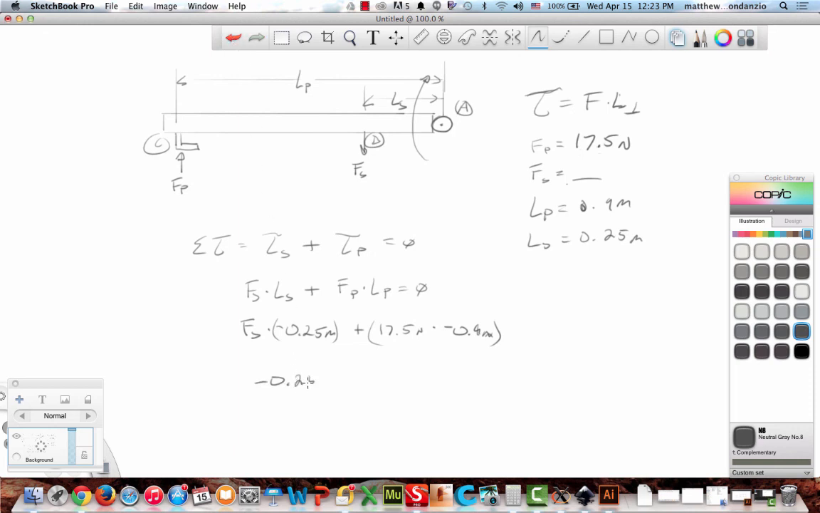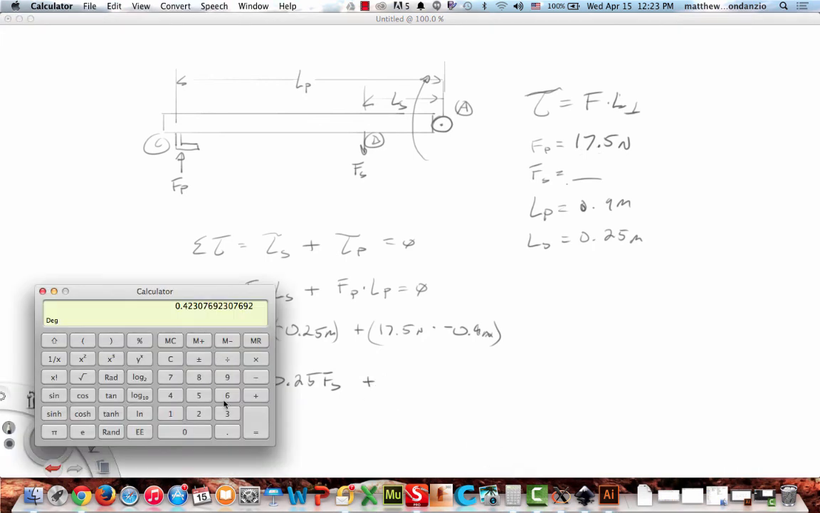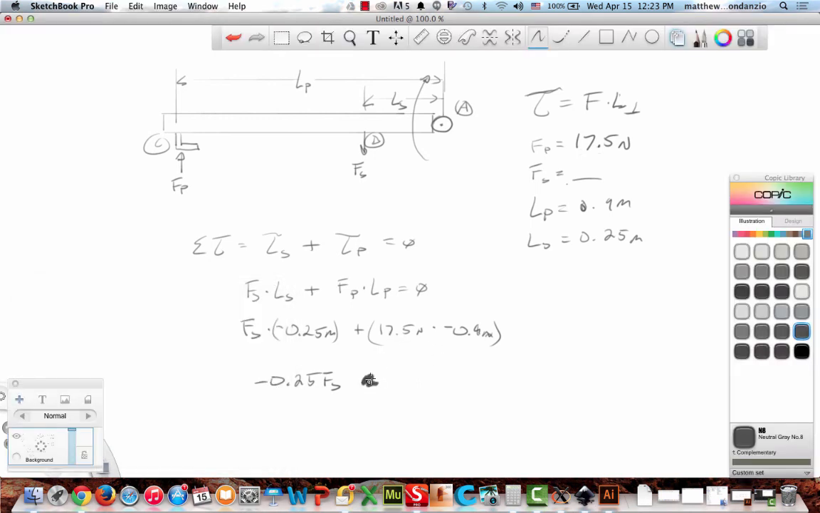So that means it's negative 0.25 Fs plus 0.9 times 17.5. So it's actually minus because it's negative. Minus that 15.75, right? Newton meters. Do you guys see why it's Newton meters? Is that torque or no? That's the torque. That's a torque value that we're applying.